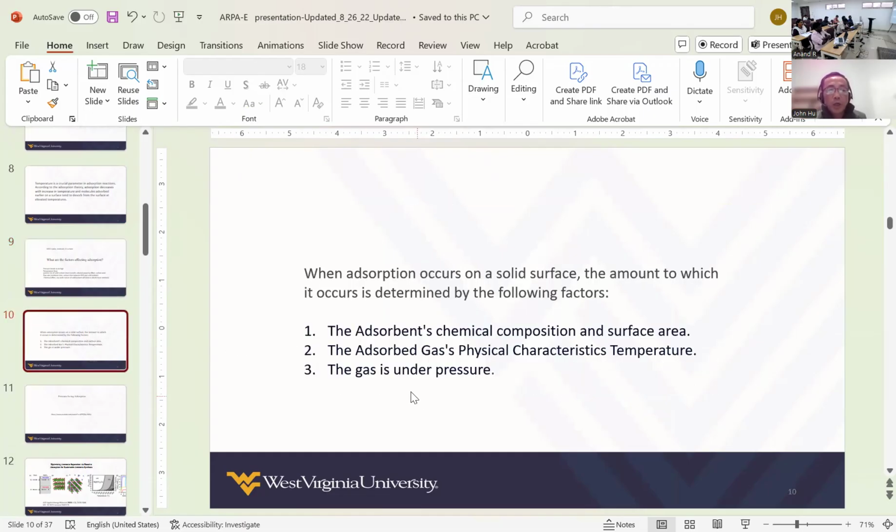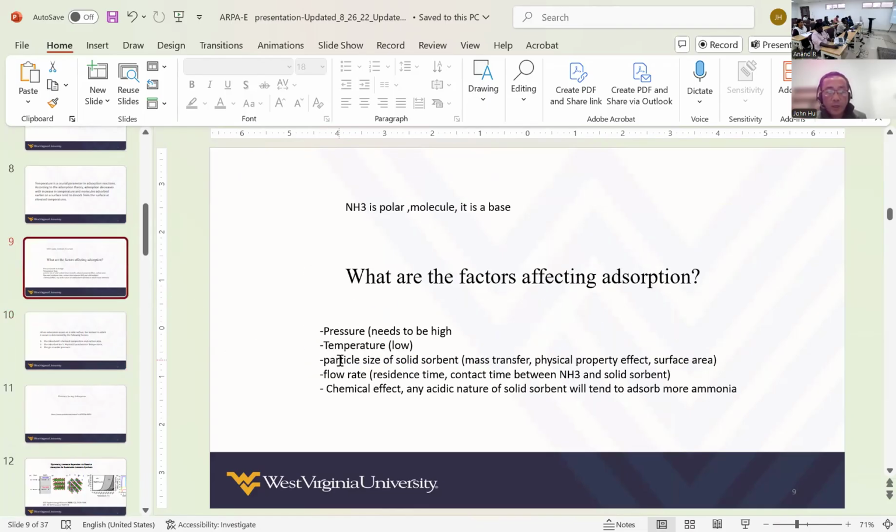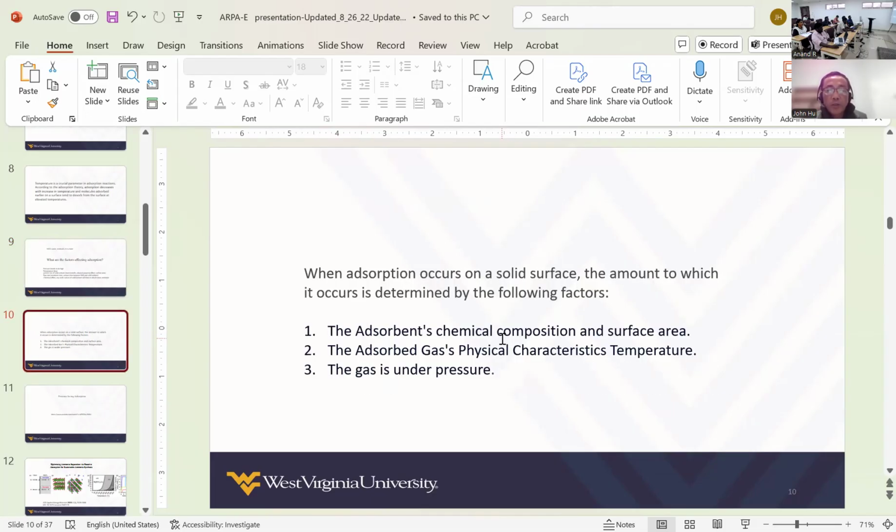So I have three top answers here: the adsorbent chemical composition, the solvent chemical composition, and the surface area. Number one we already covered. I really appreciate the student. So the particle size and the chemical nature are covered here. Solvent chemical composition, I'm going to show you the solvent, the chemical composition, and the surface area. Surface area is translated into the particle size.